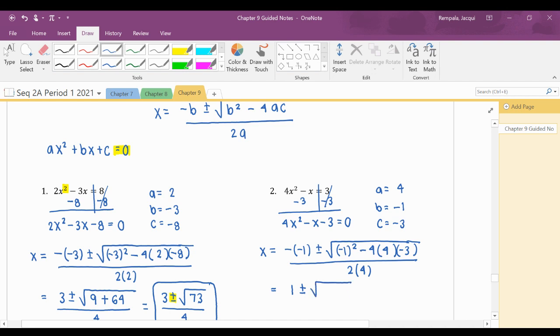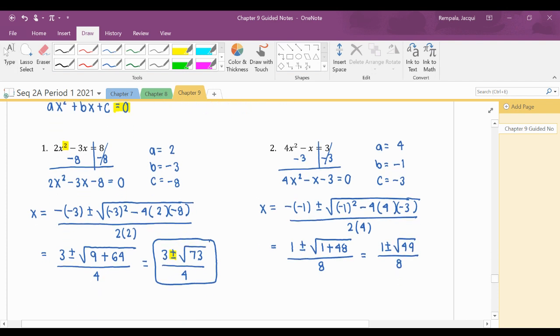Under the square root, -1 squared is 1. Notice how what comes after, I see two negatives. A negative times a negative is going to make that a positive. If I multiply 4 times 3, we'll get 48. This is all over 4 times 2, which is 8. I'm going to add those numbers that are under the radical. 1 plus 48 is 49.